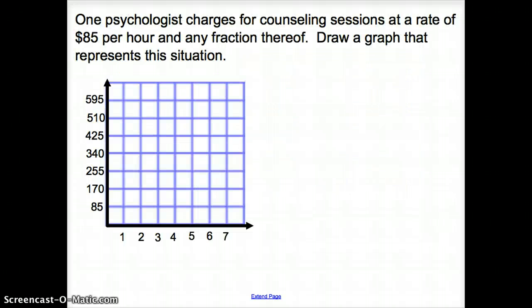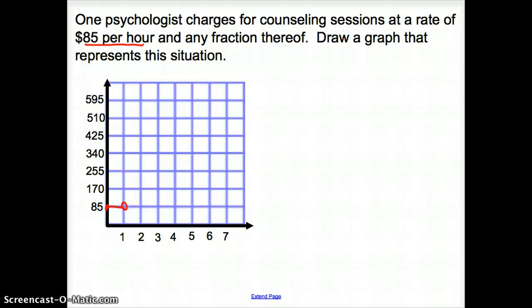Here we have a psychologist who charges for a counseling session at a rate of $85 per hour and any fraction thereof. Now we're asked to draw a graph that represents this situation. Well, $85 per hour tells me no matter how long I go, I'm going to get charged $85. So as soon as I step in the door, I'm going to get charged $85 all the way up until that first hour.